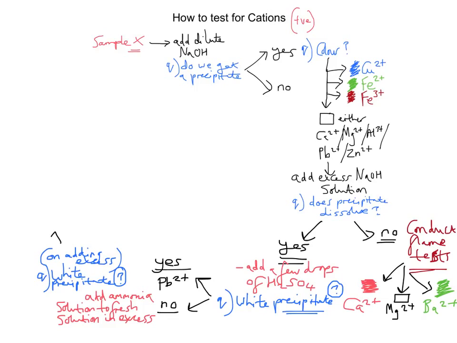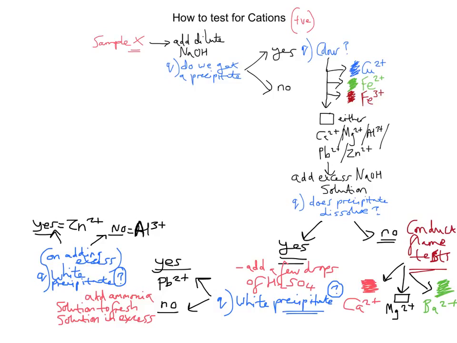Now, if the answer to that is yes, then what we found is zinc, Zn2+. If the answer to that, however, is no, then what we've got is Al3+, aluminium, the aluminium cation. So I know the video looks a little strange, but we've looped around.